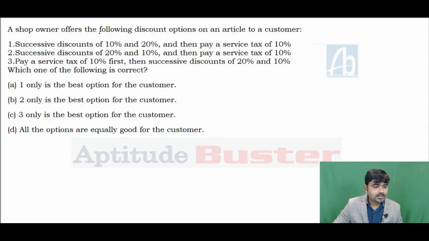A shop owner offers the following discount options on an article to a customer. First one, successive discounts of 10% and 20%, then pay the service tax of 10%. Next one, successive discounts of 20% and 10% and pay the service tax of 10%. Third, pay a service tax of 10% first, then successive discounts of 20% and 10%. Which one of the following is correct? Please be careful in this one and look at the answer choices. First one only the best option, 2 only the best option, 3 only the best option, right?